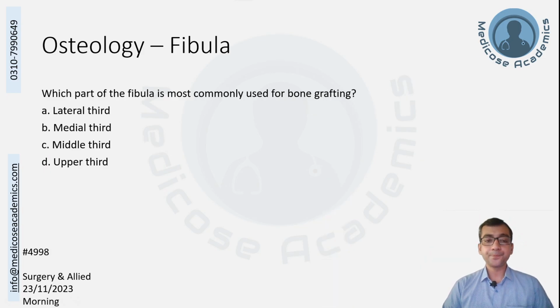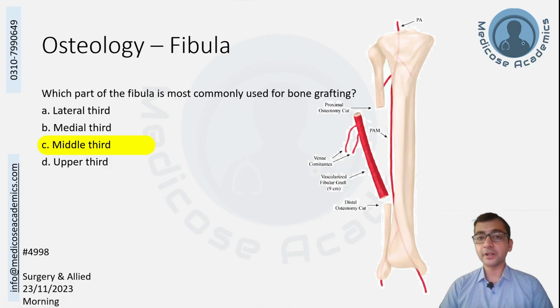Which part of the fibula is most commonly used for bone grafting? For bone grafting, the middle part, the middle third, is usually used as it has its own vascular axis. You can take it out with its own arteries and veins that can be grafted, and the vessels can be anastomosed at the graft site.